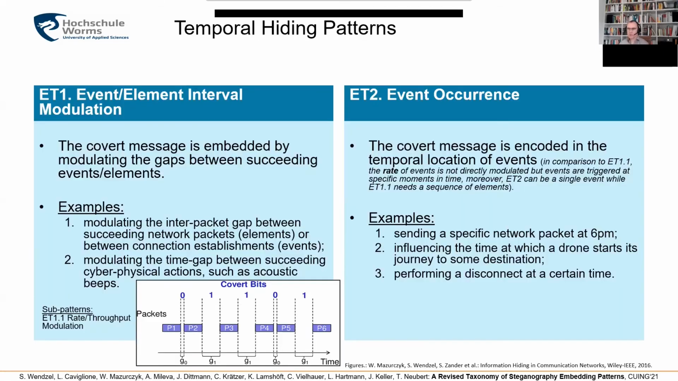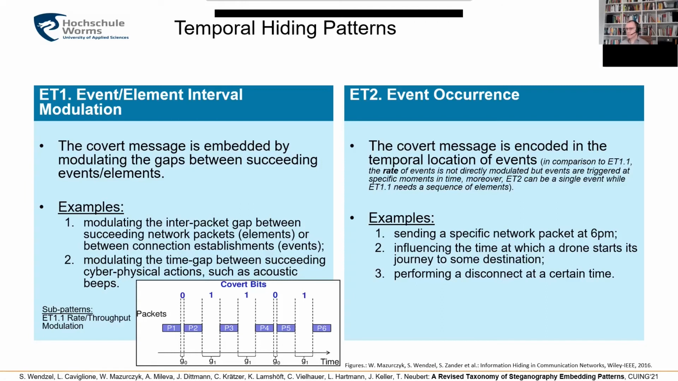I won't cover the sub-patterns that are in light blue color here, also for time reasons, but they are described in the paper. So the first pattern is the event element interval modulation, and there the covered message is embedded by modulating the gaps between succeeding elements or events like network packets, where we can modulate the timing between packets that we send, but we can also apply this to physical systems and other stego domains. So in the paper, we provide usually 3 examples, and they cover different stego domains to exemplify this in a broader context.